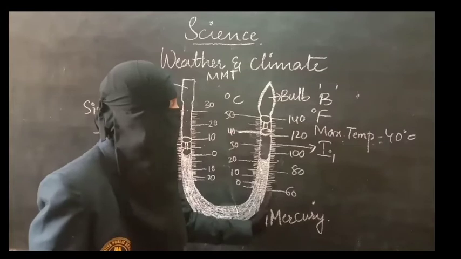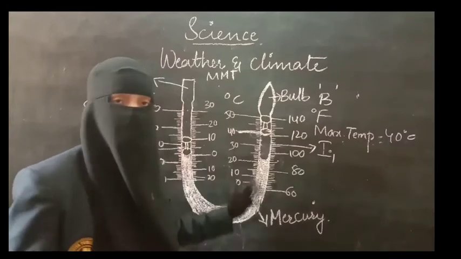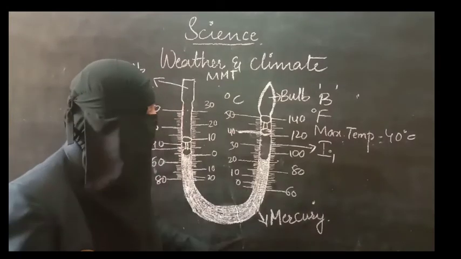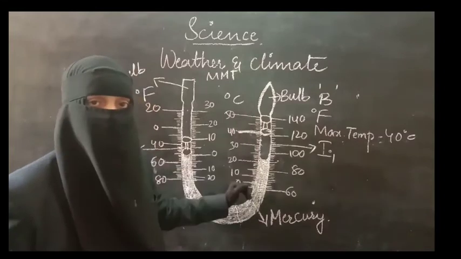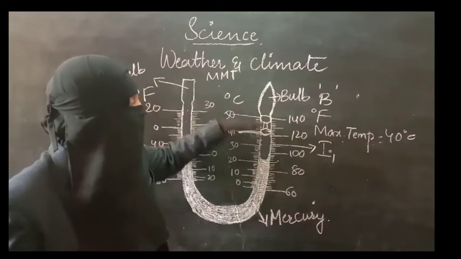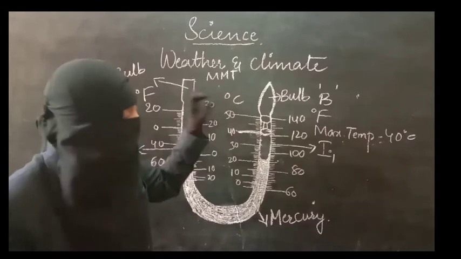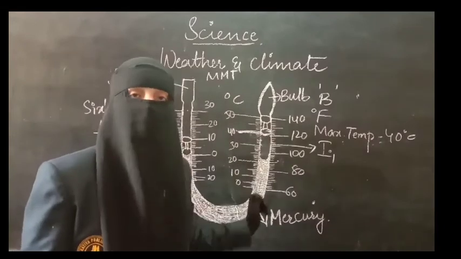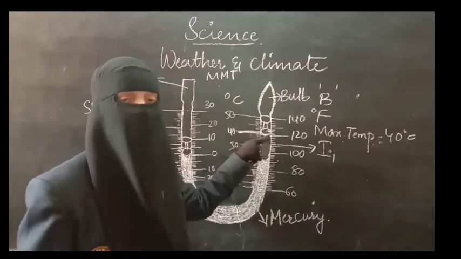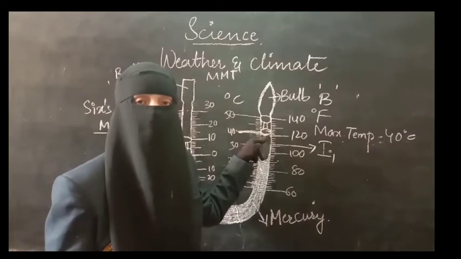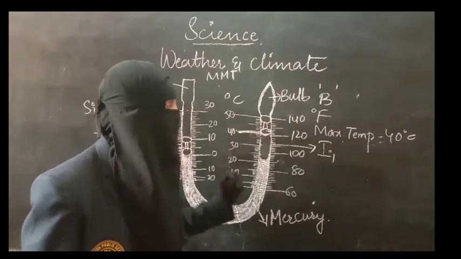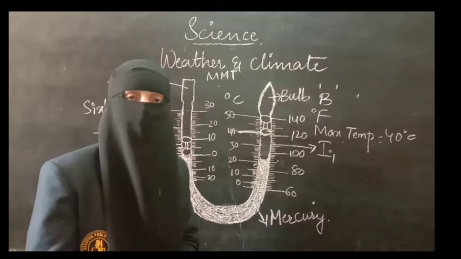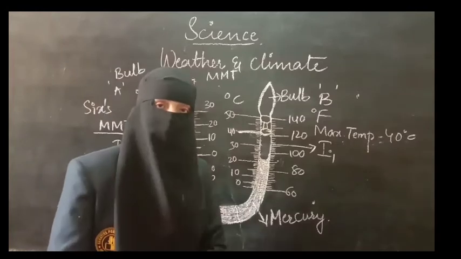Now this was about maximum temperature. In the day, whenever the temperature rises, mercury will expand. As mercury expands, this indicator will move upwards, and at a certain point it will stop. The lowest end of this indicator should be considered for marking. And at whichever line it stops, that will be the temperature.